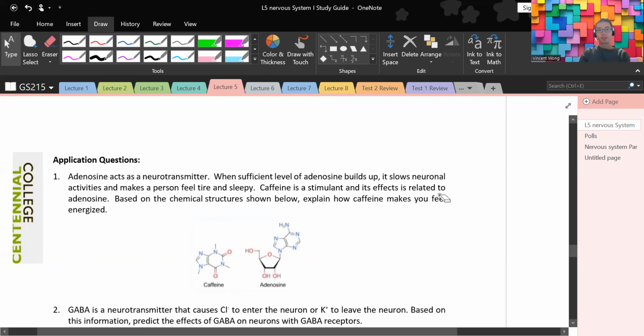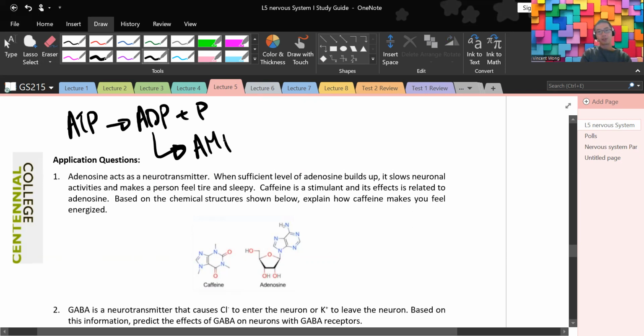Okay, so let's take a look at this. Adenosine, as in adenosine triphosphate, right? You've heard that before, like ATP. As you metabolize ATP, it becomes ADP plus P. And what you might not know is ADP can actually be broken down further to form AMP plus P. So then you build up adenosine when you're using up a lot of ATPs, and hence you feel tired.